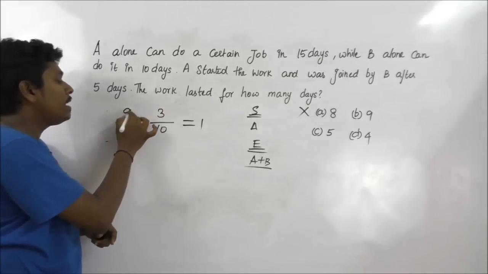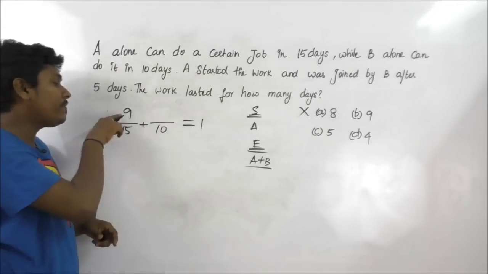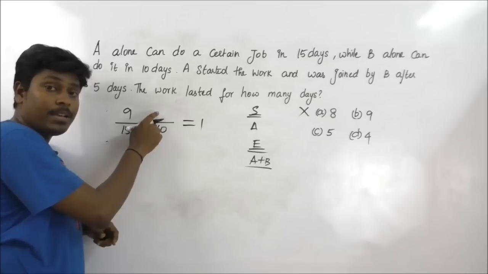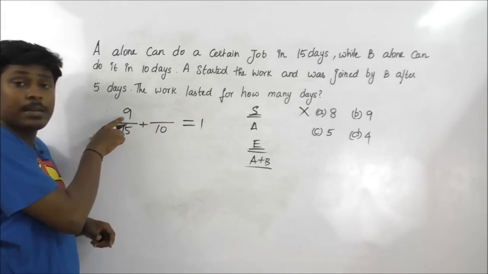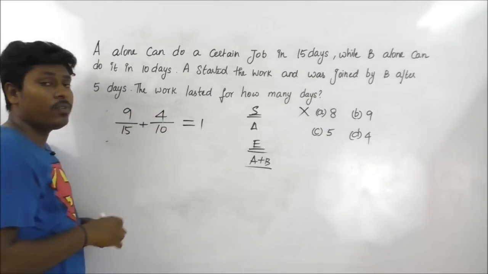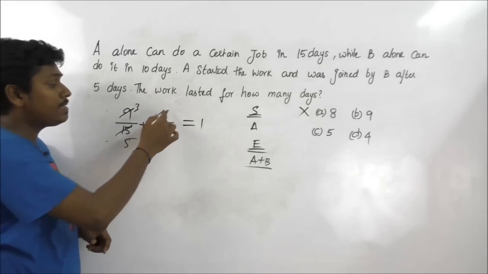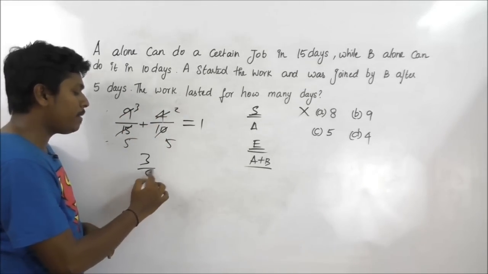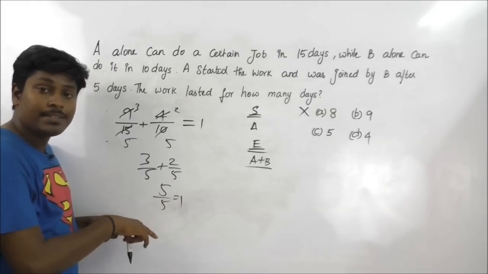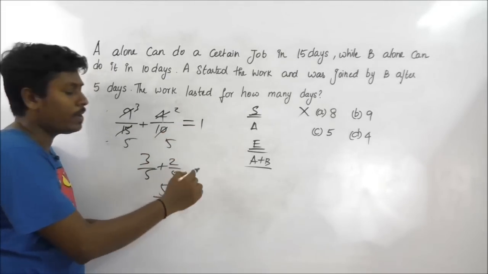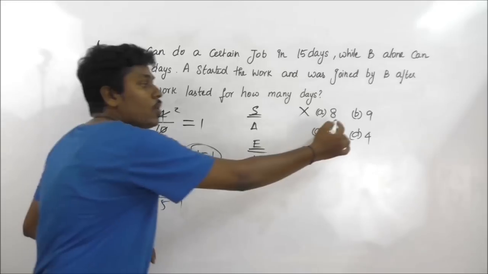If we substitute 9 here, the work completes in 9 days. So if A is equal to 9, what about B? Remember, B joined after 5 days. So if the entire work is completed in 9 days, B should work only for 4 days, right? So just cancel it in the 3 table. 3 3s are 9, 5 3s are 15. Cancel it, 2 by 5. So it will be 3 by 5 plus 2 by 5, that is 5 by 5 equal to 1. So we have got LHS equal to 1. We already know that RHS is equal to 1. So LHS equals 1, RHS equals 1. Finally we got the answer, that is option number B.